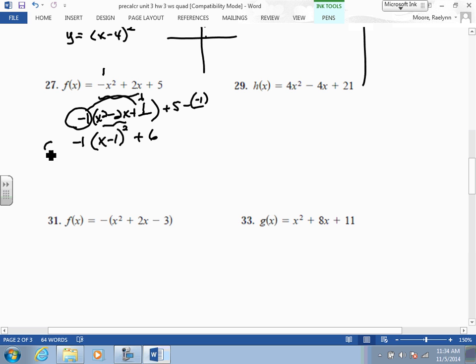Don't forget to bring this guy down. Which way does this make your parabola open up? Down. So, that's my reflection. So I start here, I move to the right one, I move up 6, and I give myself a reflection. So instead of going up here, oops, sorry, wrong direction.